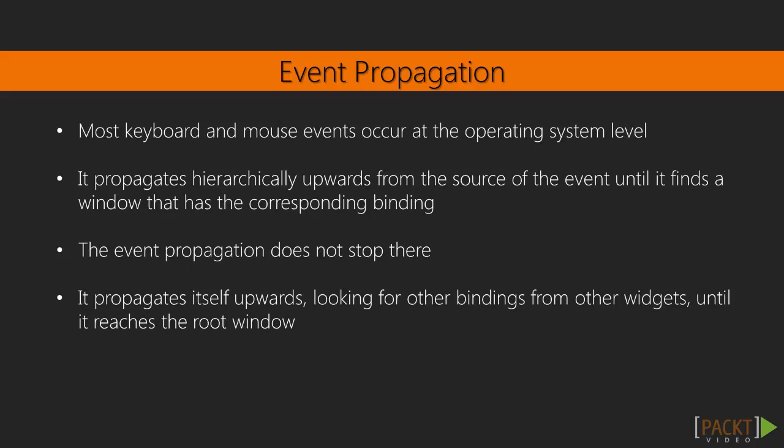Event propagation. Most keyboard and mouse events occur at the operating system level. It propagates hierarchically upwards from the source of the event until it finds a window that has the corresponding binding. The event propagation does not stop there. It propagates itself upwards, looking for other bindings from other widgets until it reaches the root window. If it does not reach the root window and no bindings are discovered by it, the event is disregarded.